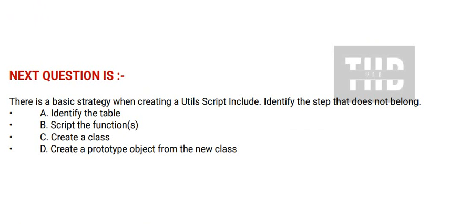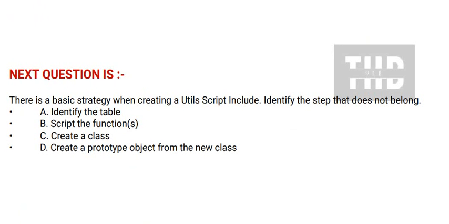Next question is, there is a basic strategy when creating a utils script include. Identify the step that does not belong. Option A, identify the table. Option B, script the functions. Option C, create a class. And option D, create a prototype object from the new class. And the correct answer is option A.